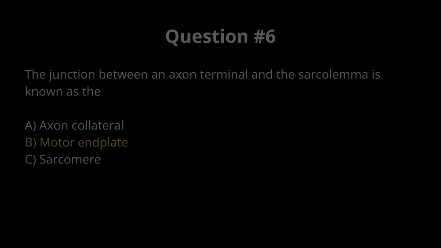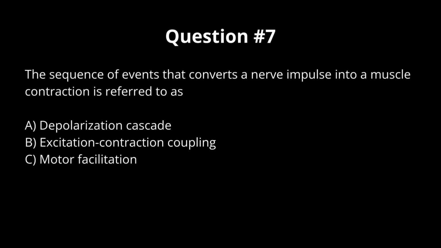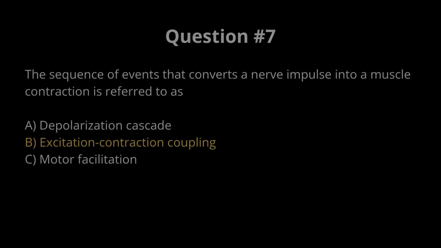Question number 7. The sequence of events that converts a nerve impulse into a muscle contraction is referred to as A. Depolarization cascade, B. Excitation contraction coupling, C. Motor facilitation. The correct answer is B. The sequence of events that converts a nerve impulse into a muscle contraction is referred to as excitation contraction coupling. This process links the electrical signal from the neuron to the mechanical contraction of the muscle fiber.